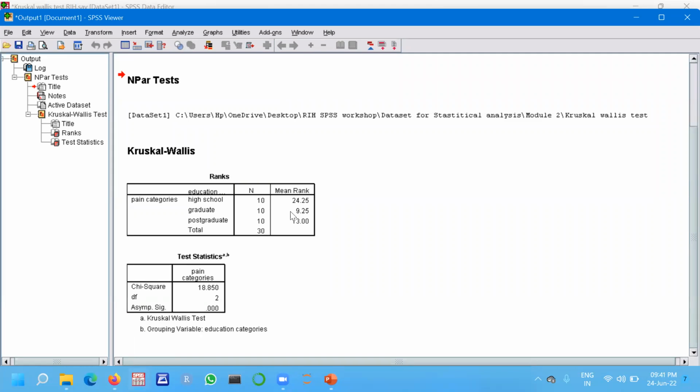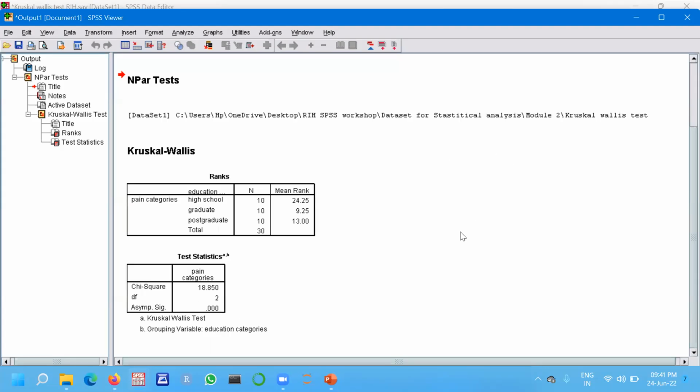There is a change in the pain perception in those who are getting high school education, graduate and postgraduate. Okay, so with the education level, there is a pain difference. Okay, and how much pain difference? Let us see how to calculate that. Now we understood that there is a change, because here the significance level or p-value is less than 0.05.